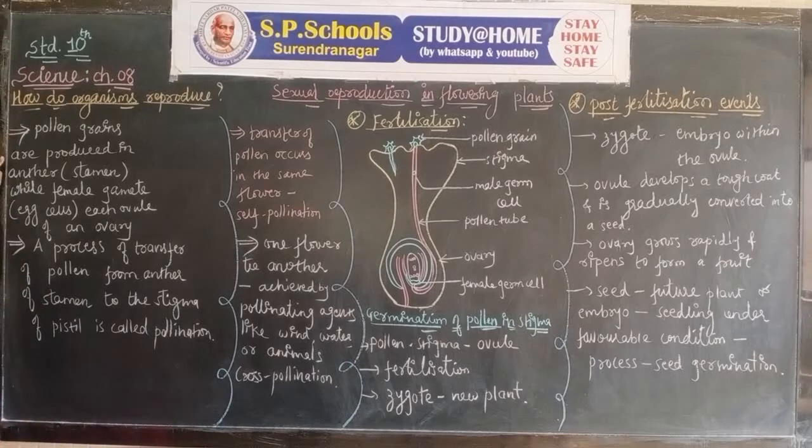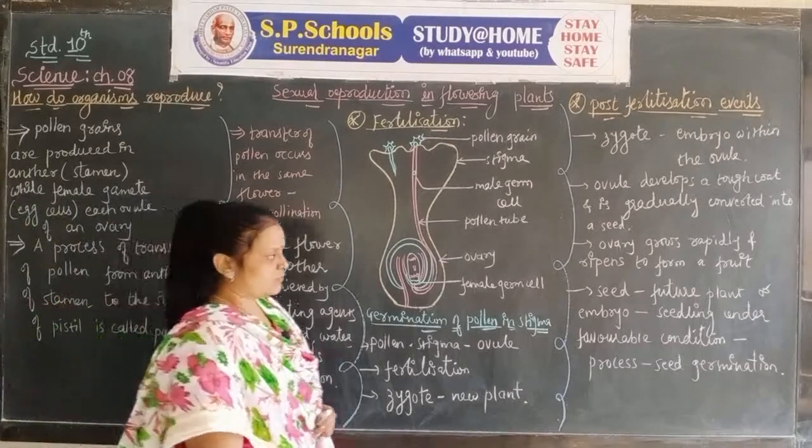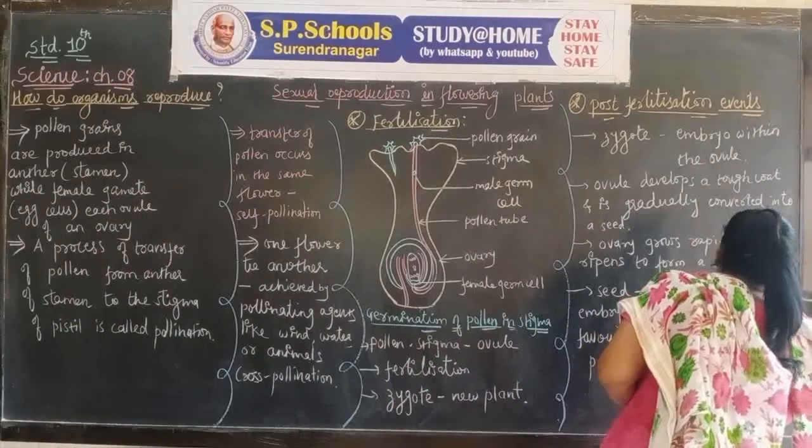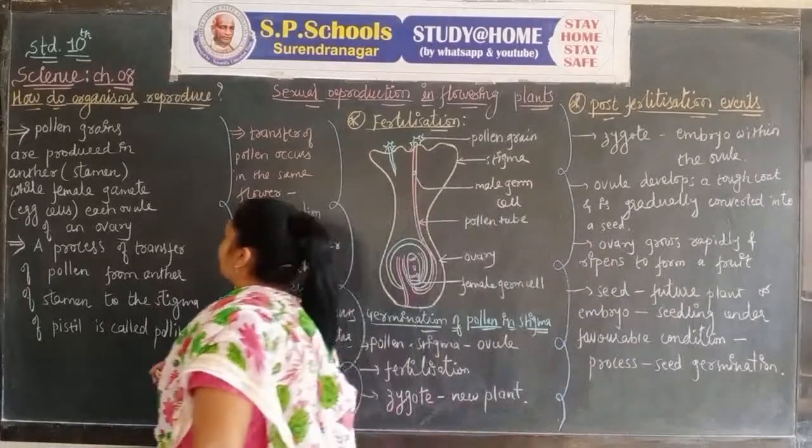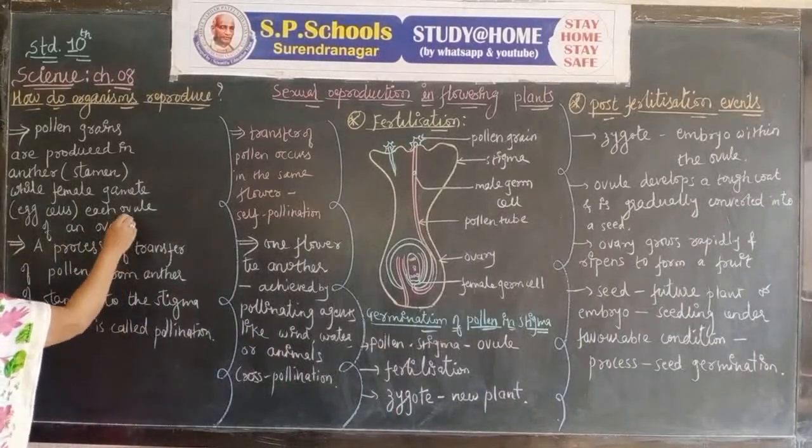Pollen grains are produced in the anther, which carries the male gamete. It is part of the stamen, while the female gamete, the egg cell or ovum, is present in each ovule of an ovary. Pollen grains are present in the part of the stamen, and the egg cell is present in the ovule.